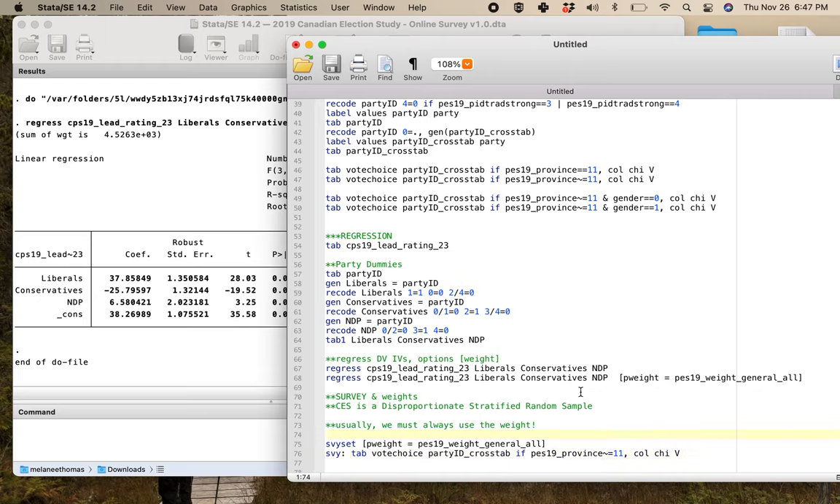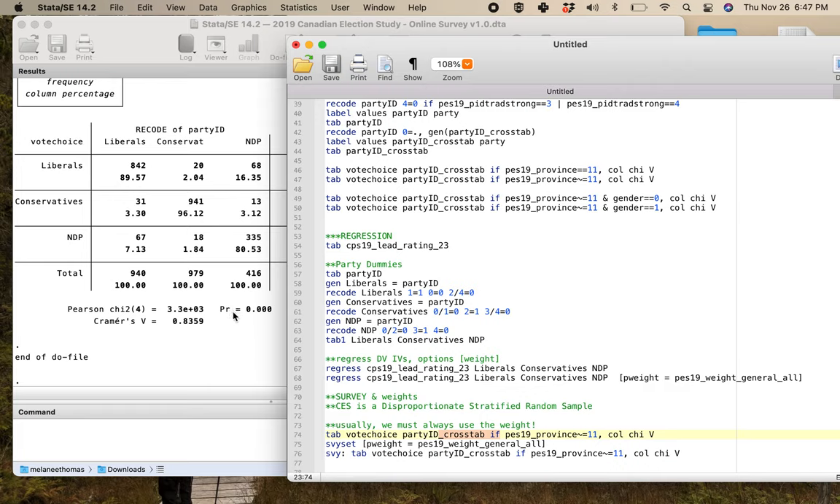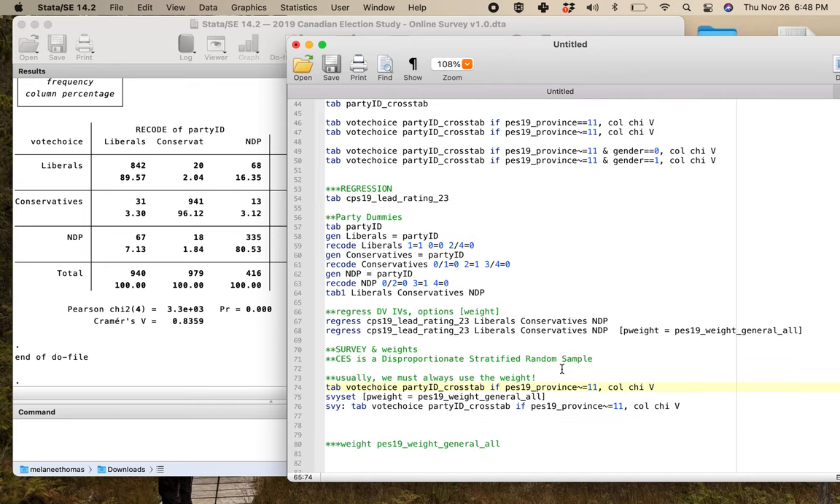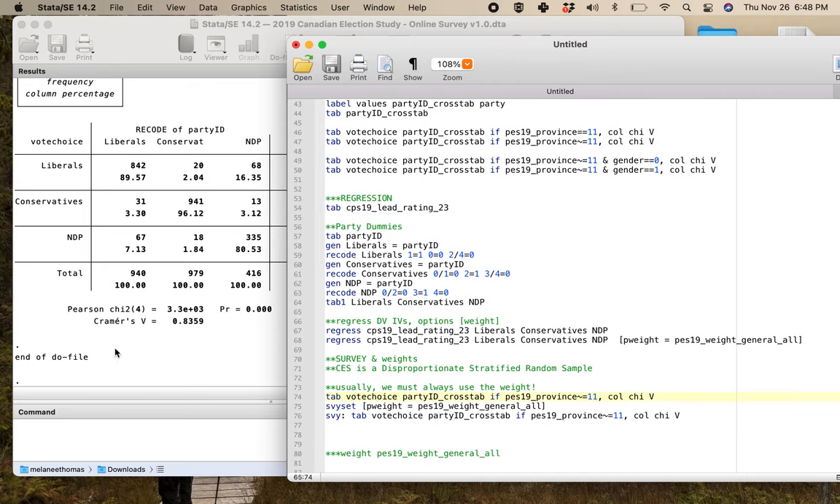So let's just bring up that crosstab again, just to remember what it looks like. Here I've got my unweighted crosstab. We expected to see something similar. I've got my counts: all the Liberals are voting Liberal, but sometimes NDP, all the Conservatives are voting Conservative, and New Democrats are mostly voting NDP, but some of them are not, they're voting Liberal. So this is what the unweighted crosstab looks like.